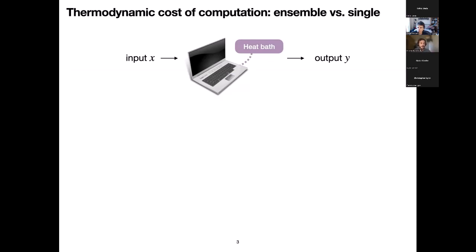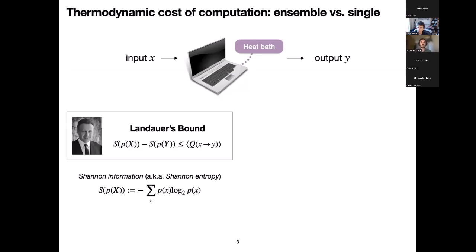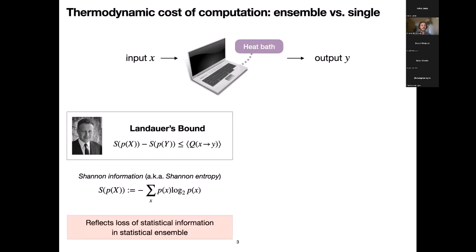Well, the most famous result in the field is, of course, Landauer's bound. And Landauer's bound tells us that any decrease in the statistical entropy of the logical states of the computer has to be compensated by generated heat. And here the expectation of Q is the expectation across computational ensembles, and S is the Shannon entropy. I'll always be working in units of bits, and I'll set beta to log 2 just for simplicity. So here we see that across this ensemble of inputs and outputs, the cost is given by the loss of statistical information in the statistical ensemble.